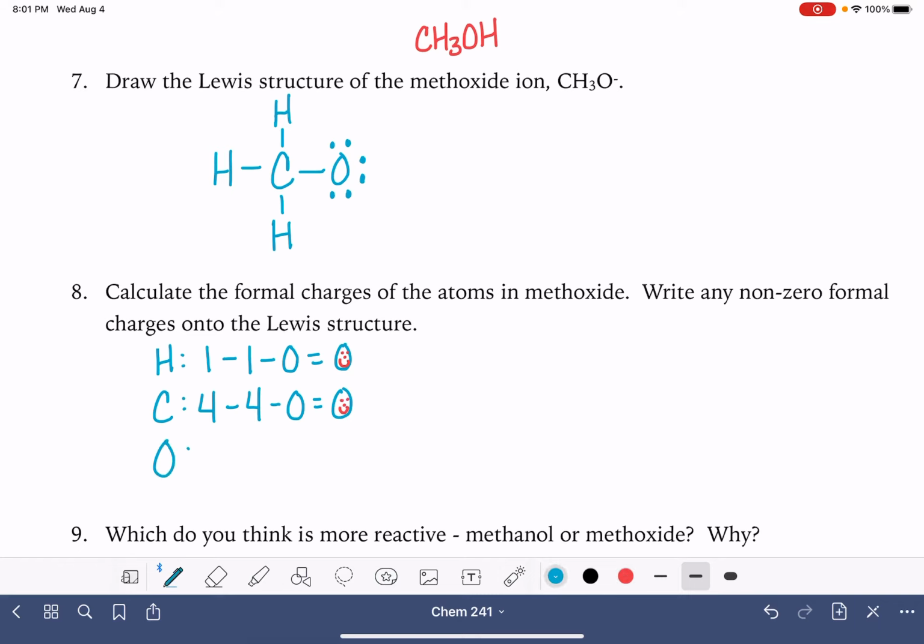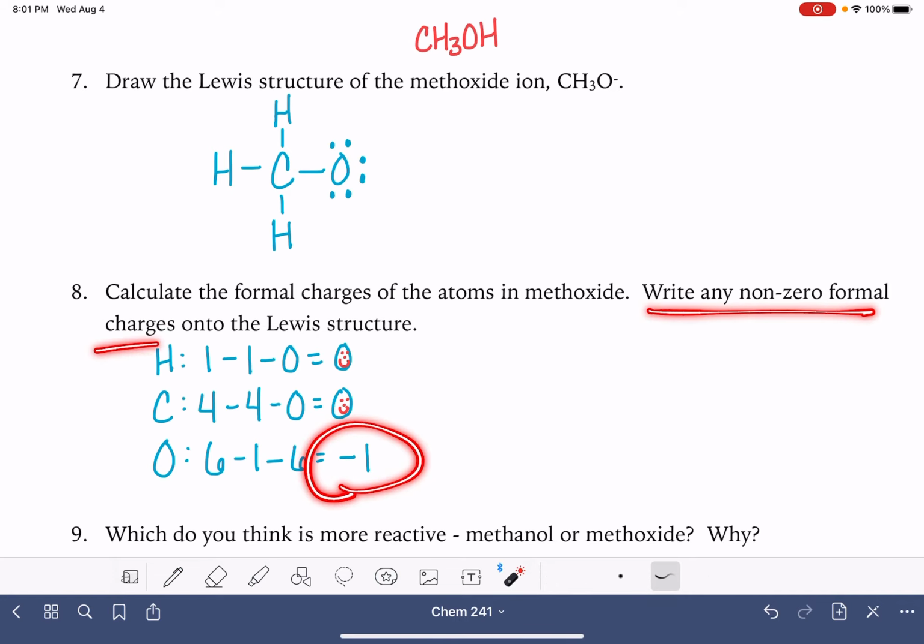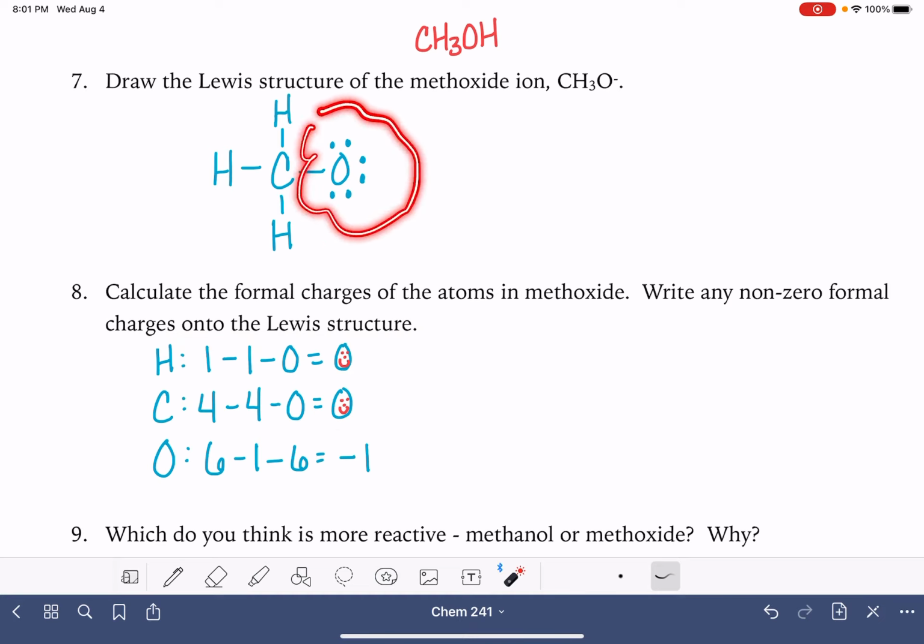The oxygen atom has 6 valence electrons. This oxygen atom has 1 bond, and this oxygen atom has 1, 2, 3, 4, 5, 6 electrons that are in lone pairs, which gives it a formal charge of -1. Because we have a formal charge, we want to communicate this by writing it on the Lewis structure. We're going to do that by writing this -1 formal charge somewhere in the vicinity of the oxygen atom.